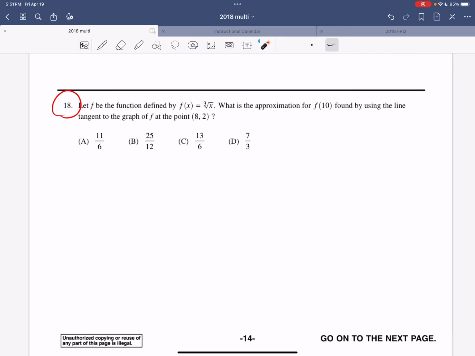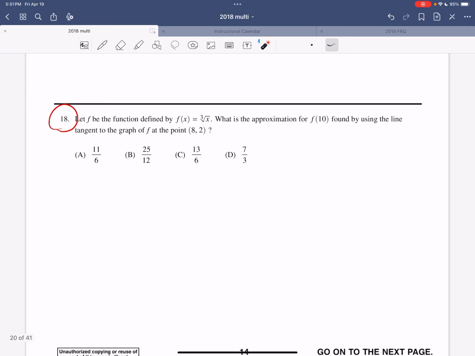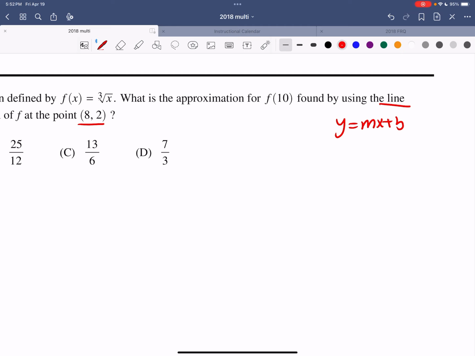So question number 18. The question is asking, we have this one, and what's the approximation of f of 10 using the tangent line? Whenever you see a tangent line, it's going to be y equals mx plus b, okay? Because that's a linear line at point (8, 2). So we already know the x value and y value, but we don't know the slope. And slope is obviously the derivative of this one.